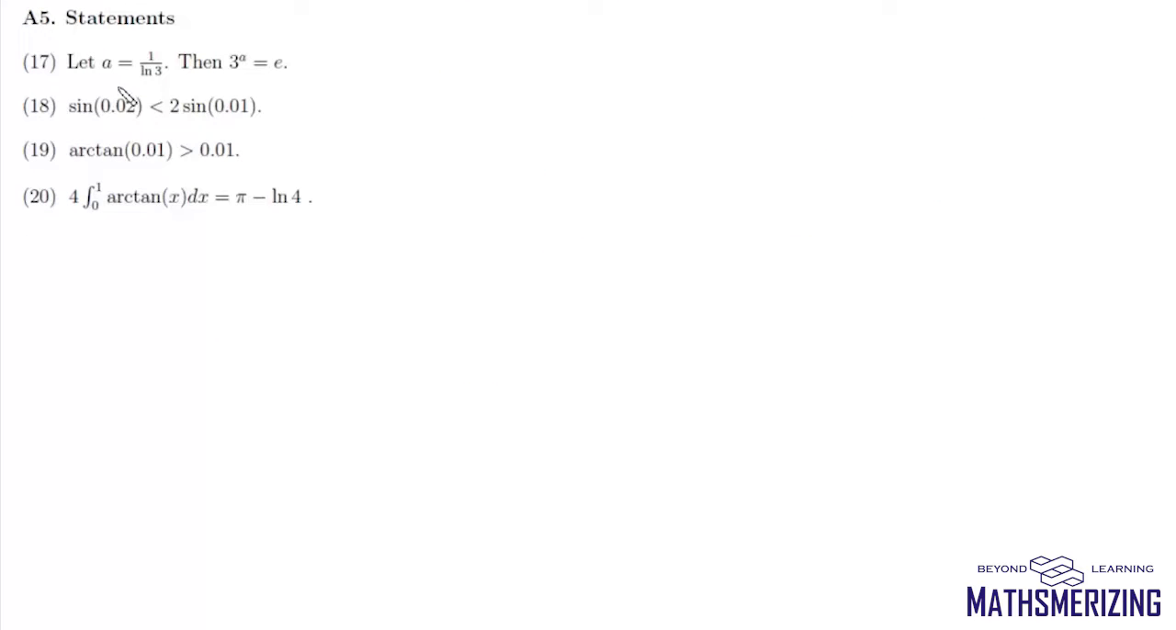Now question number 17 is, let a equal 1 upon ln 3, then 3 to the power a equals e. Now what we can do is write this a as log e base 3, and if we take the anti-log, then we can write 3 to the power a equals e. That means statement 17 is correct.